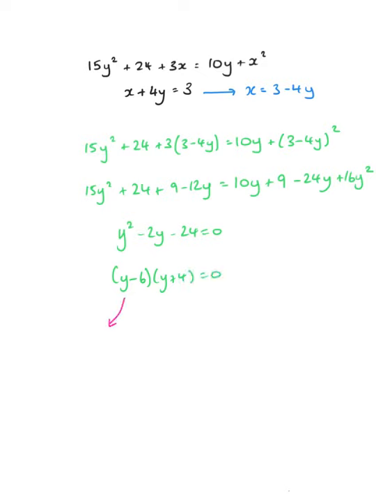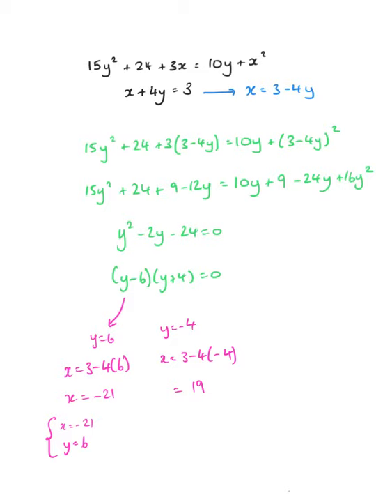And exactly as before, I'm going to have two possibilities here, that y is equal to 6 or y is equal to minus 4. And we know that x is equal to 3 minus 4 lots of y. So x is equal to 3 minus 4 times 6, or x is equal to 3 minus 4 times minus 4. So here x would be equal to minus 21, and here x would be equal to 19. So again, I get two pairs of answers, x equals minus 21 and y equals 6, and x equals 19 and y equals minus 4.